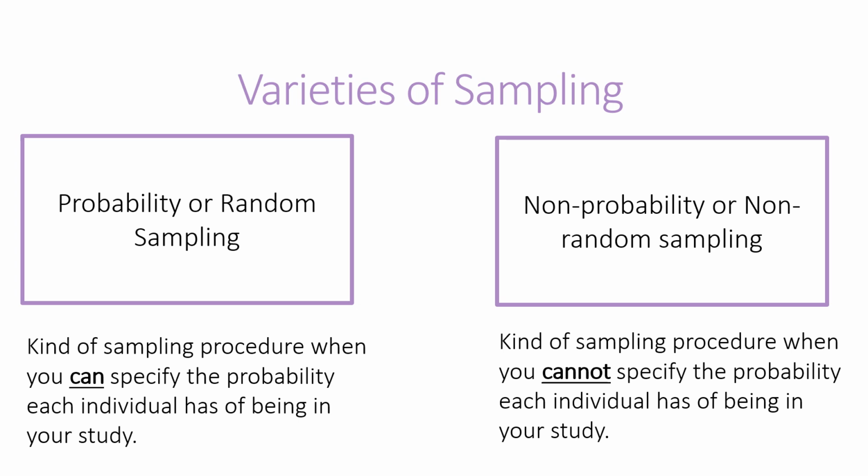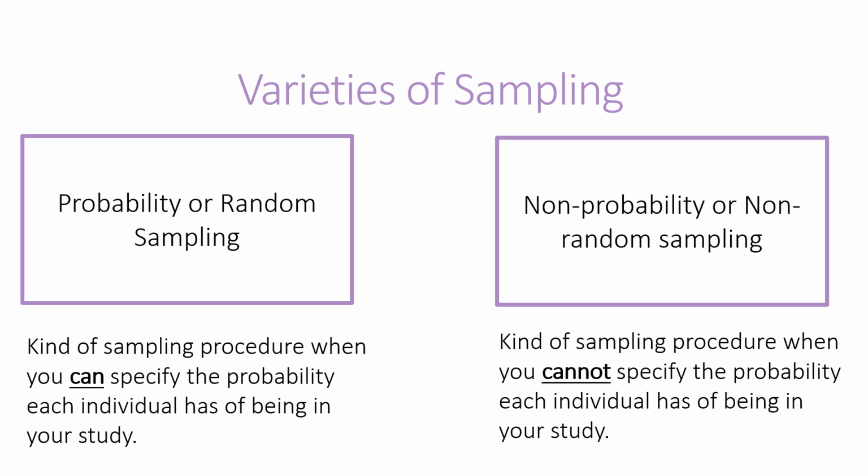And so as I was hinting on the last page, there are varieties of sampling techniques, which we will spend the next few videos going over. But broadly, there are two types. There's probability or random sampling and non-probability or non-random sampling. Probability sampling happens when you are specifying the probability that each individual has of being in your study. It's that first one we were talking about, an ideal situation where every member of the population has an equally likely chance to be selected to be in the sample. So that's probability or random sampling.